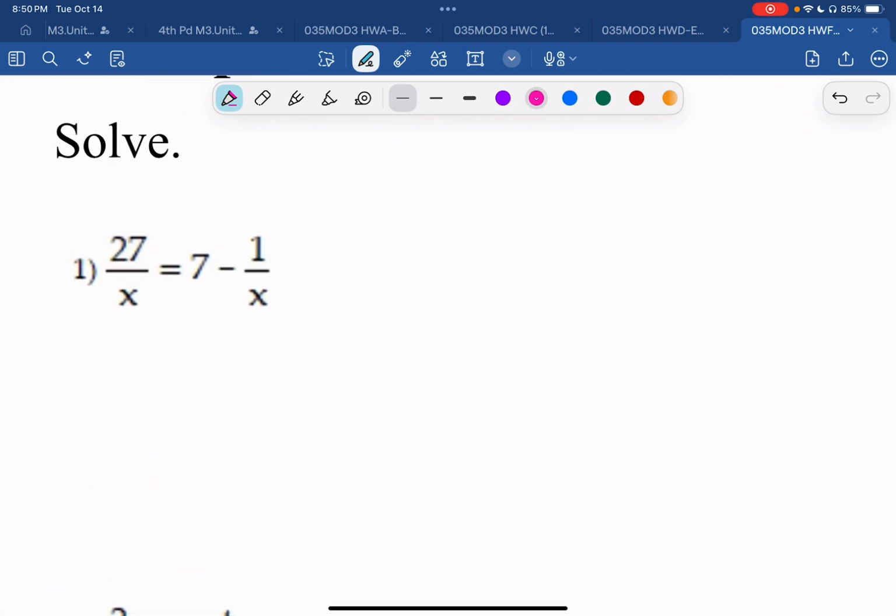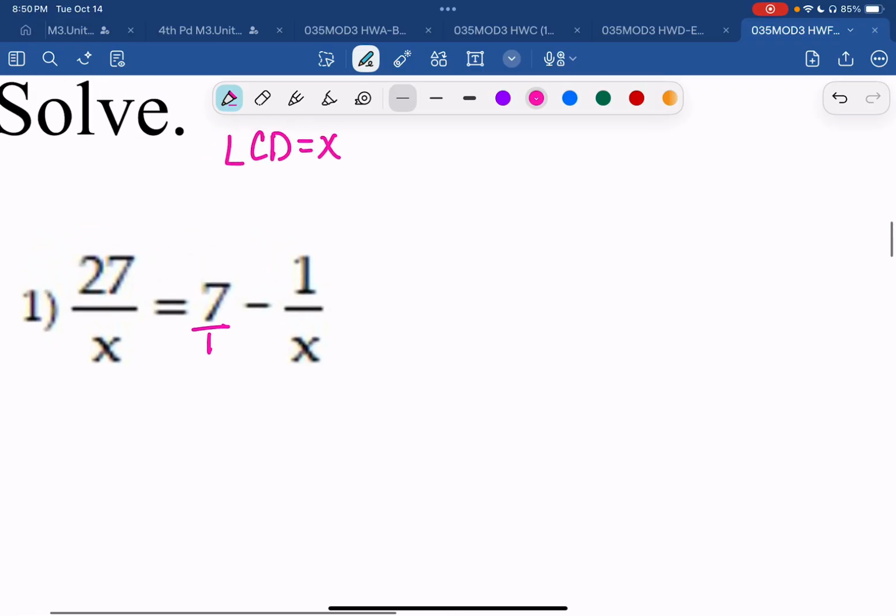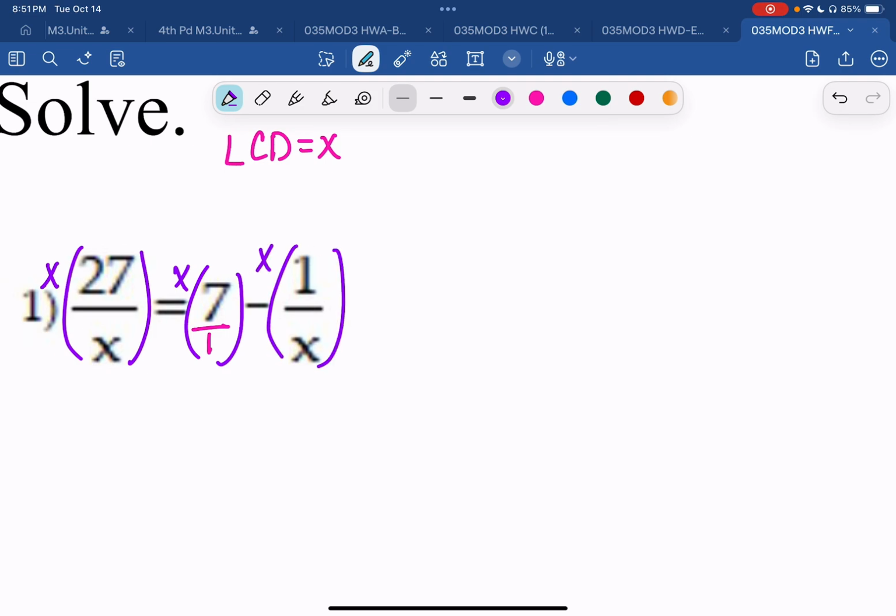So if we look here, we've got 3 different parts, and our denominators that we see are both x's. Remember, 7 is over 1. So our LCD is x. So what that means is I'm going to multiply everything here by x. I'm going to multiply x here. I'm going to multiply x here. And I'm going to multiply x here. I'm multiplying the entire equation by x.